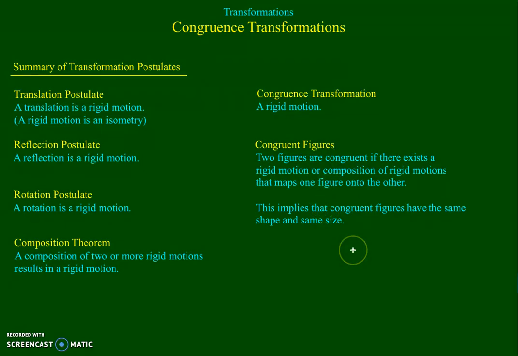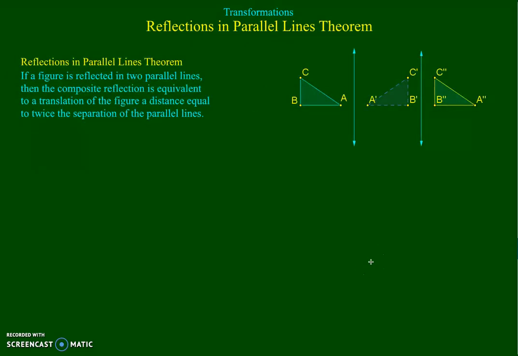The next idea we're going to look at is a theorem that addresses the relationship of some compositions of reflections and translations. So let's take a look at that theorem at this point. This theorem is called the reflections in parallel lines theorem, and it states if a figure is reflected in two parallel lines, then the composite reflection is equivalent to a translation of the figure a distance equal to twice the separation of the parallel lines.